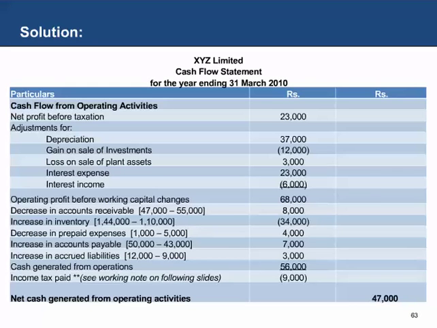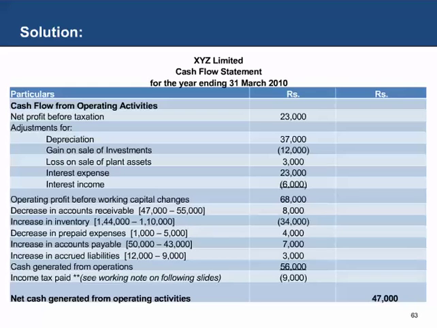Again, as we discussed earlier, under the indirect method we'll start with net profit before taxation. Then we'll adjust for the adjustments given. Depreciation, which was given in the question itself as forming part of the operating expenses, is 37,000. Gain on sale of investments, again appearing in the profit and loss statement, is 12,000.